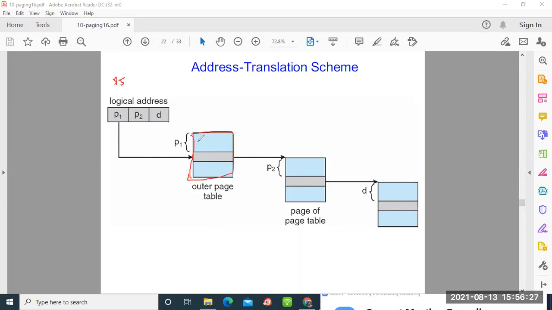Suppose I divide this further. Now this P2 will consist of the actual frame number, and the outer table will consist of the block location of P2. Suppose these blocks are represented by S: S1, S2, S3, S4, S5, like this, and the pages are represented by P: P1, P2, P3.